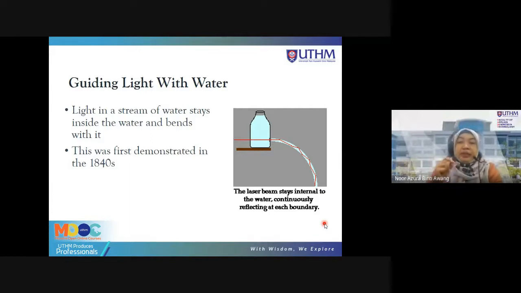So why did it happen? Because of the theory of total internal reflection inside the water. So the total internal reflection will be discussed in the next topic.